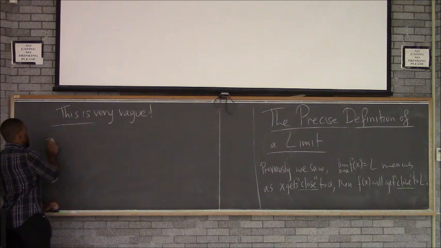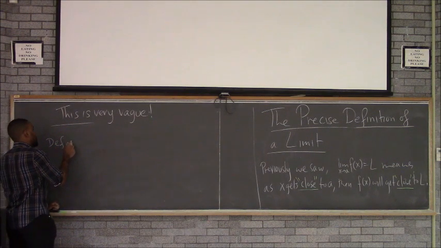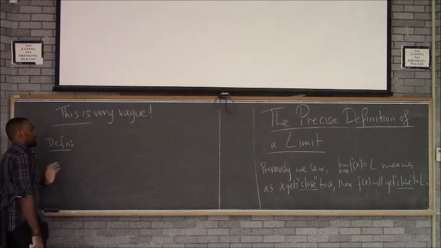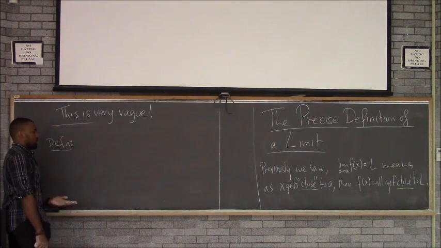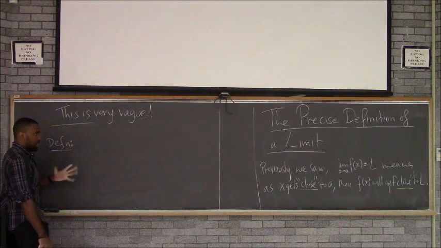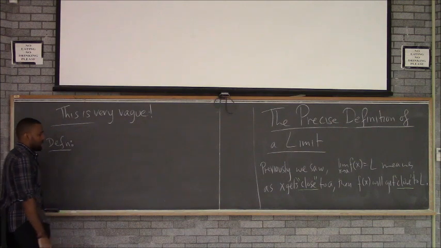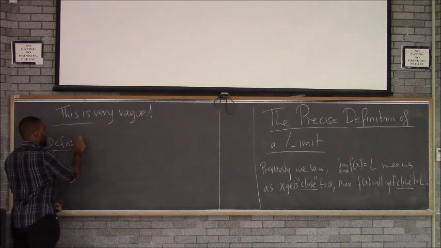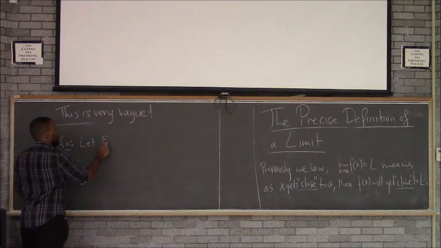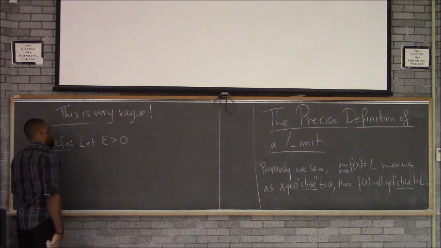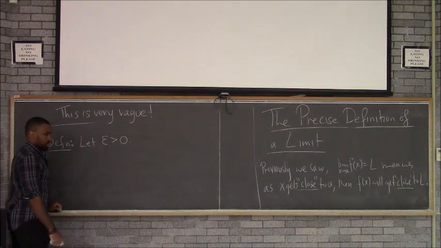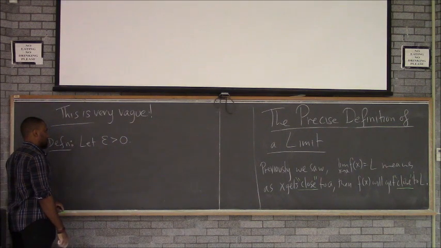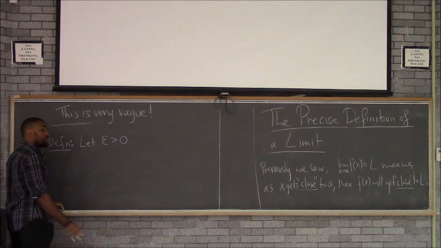So here's the precise definition of a limit. I'm going to just write it down. It's something you should know. And then I'm going to explain it, maybe draw a few pictures, and then we'll do some examples. So, let epsilon be greater than 0. This is the Greek letter epsilon, lowercase epsilon. It just represents some number.